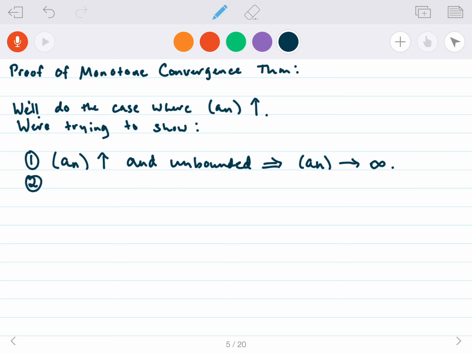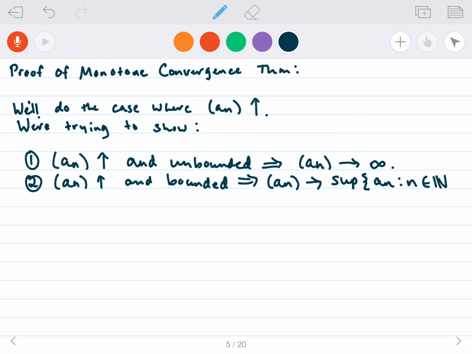And the second thing we want to show is that if our sequence is monotone increasing and bounded, then our sequence is going to converge. And in particular, it's going to converge to the supremum of the set of terms in our sequence. So we need to show these two things. So first, let's show one. So here's our proof.